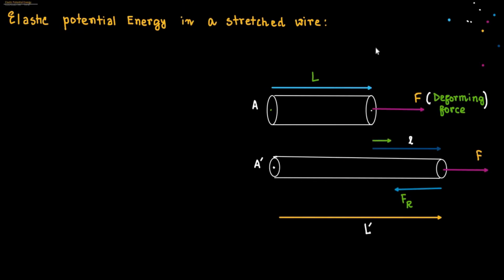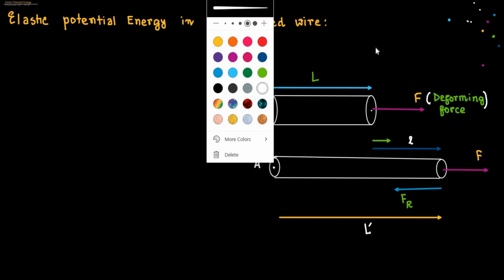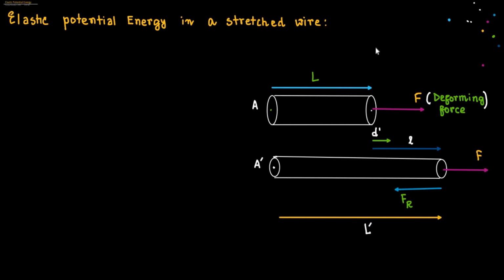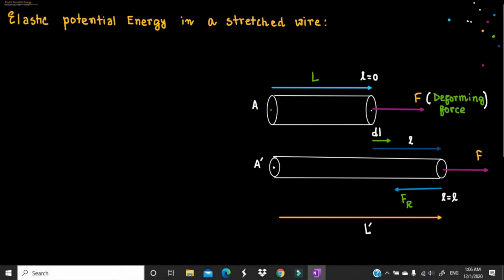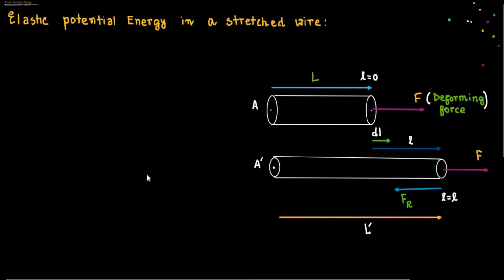Now we can denote a small change in length as dl. Small dl is a small change in length, and initially l equals 0, and finally the total elongation is small l.